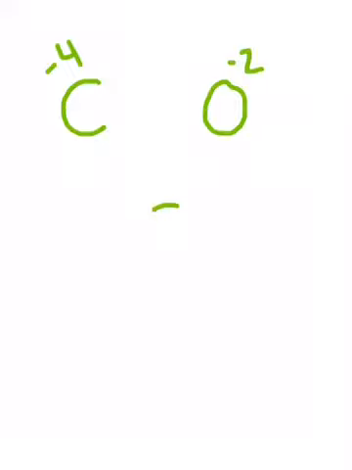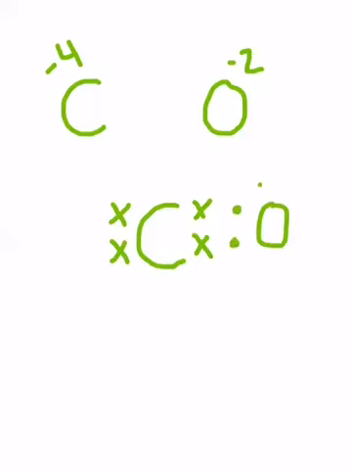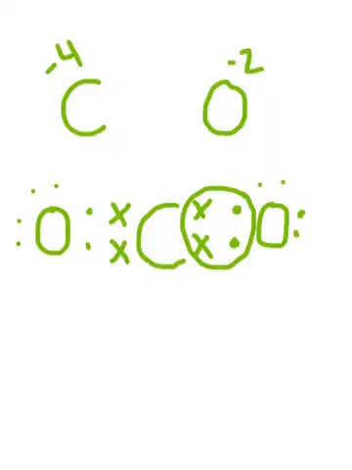So, once again, we're going to draw our Lewis dot structures. And I'm going to repeat myself, and I'm going to say that you can redo or rearrange the Lewis dot structure to fit your needs. And then you circle the shared pair. And then you draw your oxygen on this side. And you circle the shared pair.